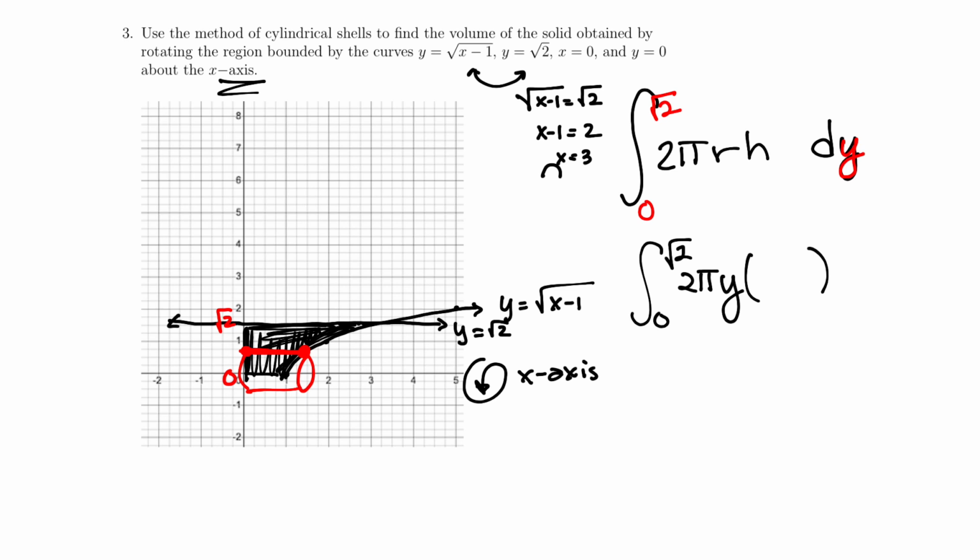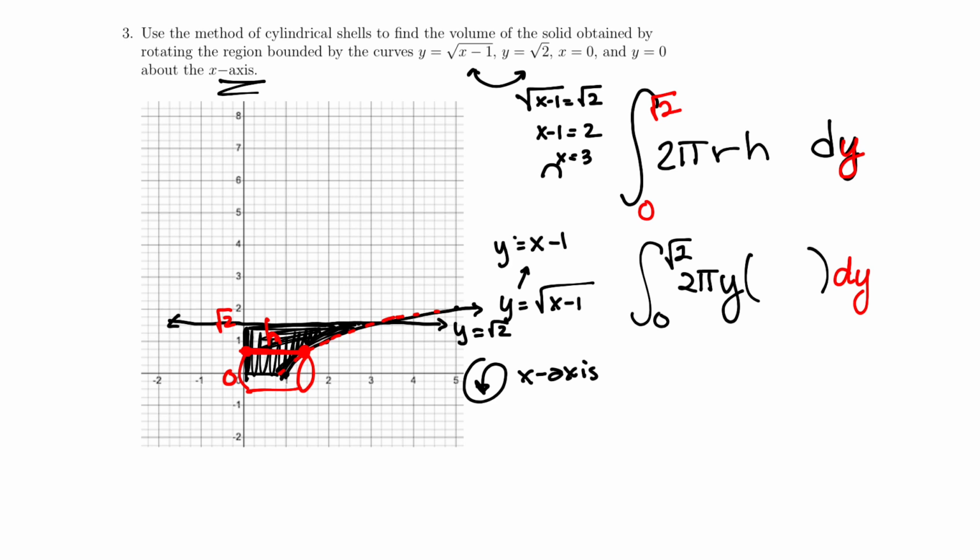Are you with me? The height of that cylinder. What's my height then? Like y squared plus 1 or something? Well, let's figure it out. What is our equation? y equals the square root of x minus 1. But I'm integrating with respect to y, so you have to rewrite it in terms of y, right? So what do I do to it? Square both sides and add 1.